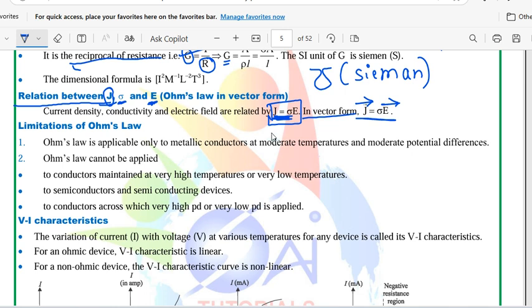So there are some limitations of Ohm's law. Let us discuss them one by one. Limitations of Ohm's law. So what are those limitations? Let us discuss.